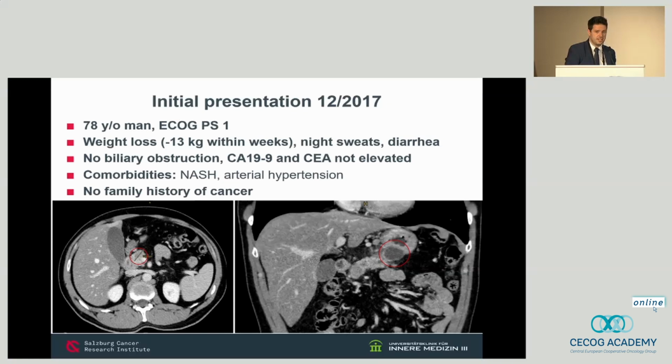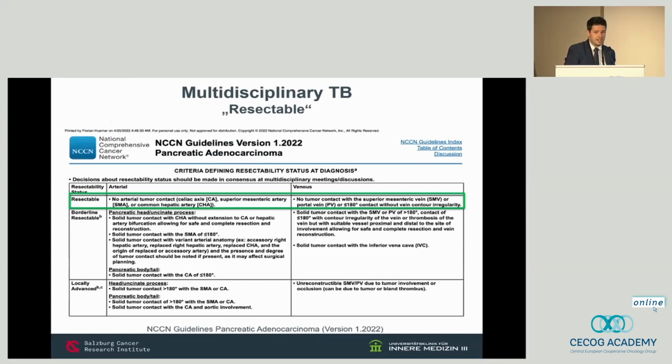We performed CT images, and as you can see in these CT scans, a tumor mass measuring 2.5 centimeters in the pancreatic head, as well as a cystic lesion originating from the transition zone from the pancreatic body to tail with close contact to the stomach, were identified. The patient didn't show any signs of biliary obstruction, and the tumor markers CEA and CA19-9 were not elevated. In the next step, we introduced this patient to the multidisciplinary tumor board, and based on the CT images, the patient case was considered resectable.